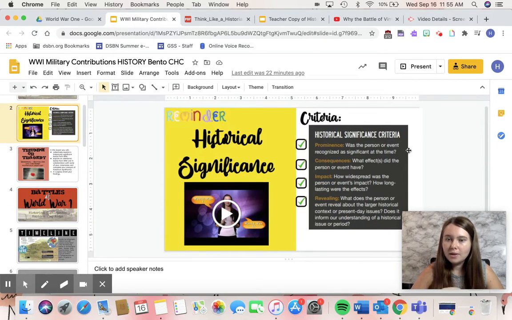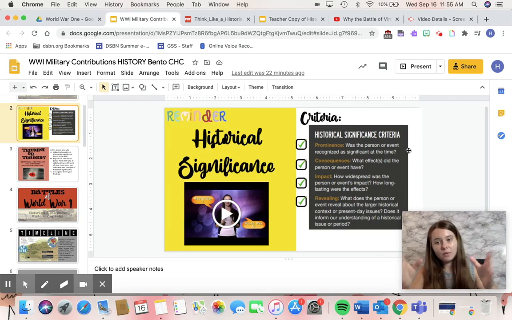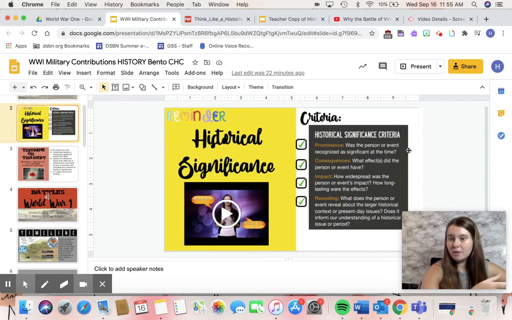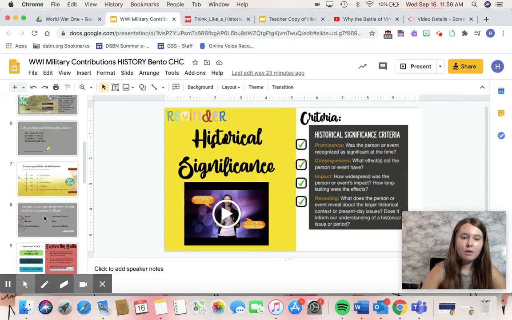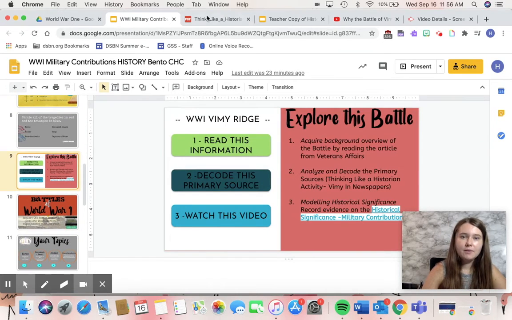And revealing, what does the person or event reveal about the larger historical context or present day issues? Does it inform our understanding of a historical issue or period? So essentially, what does it tell us about how we see our world today? What does it tell us about how we view the history back then? What was the impact of today? So we have gone over this criteria several times. Now you're going to use it for exploring the battles.